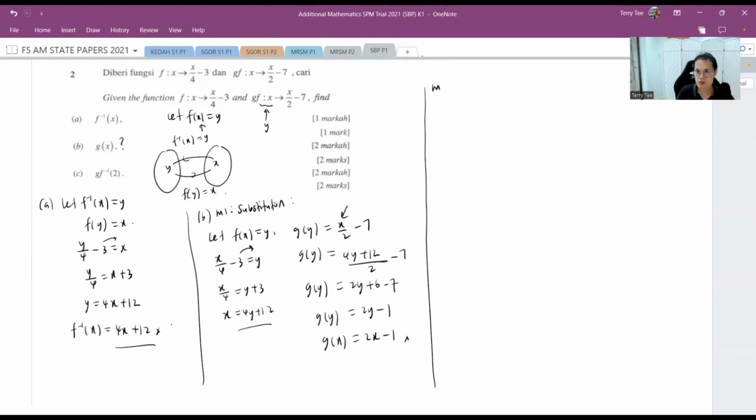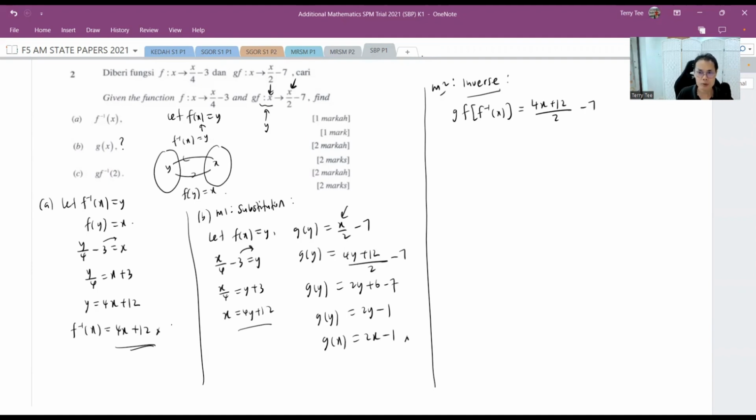Okay, now, second method, method 2. If you want to use the inverse method, it is actually easier because I already know my f inverse. And you're given g of fx. In order to find g, I must put f inverse inside here, right? I replace my x with f inverse. But if I put f inverse inside my x here, I must put the same f inverse inside the second x on the right. So the f inverse that we have here is 4x plus 12. You divide by 2, and then you minus 7.